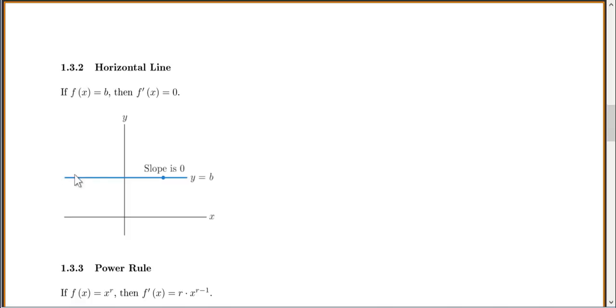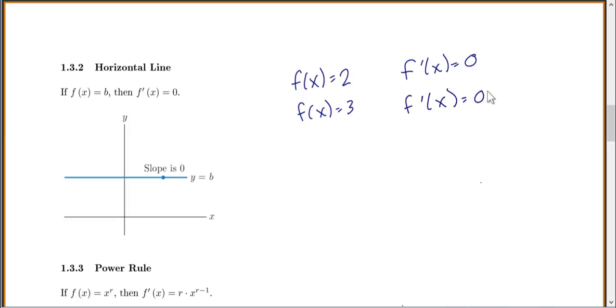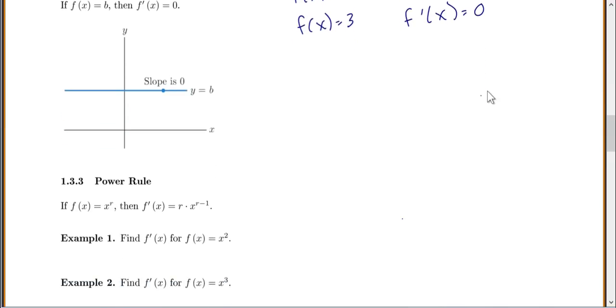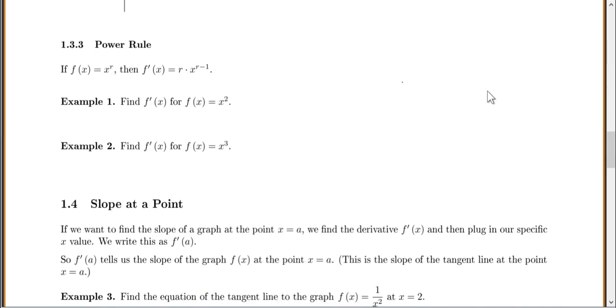If you have a horizontal line, so if you have f of x equals b, like f of x equals 2, or f of x equals 3, then the derivative will always be 0, because for a horizontal line, your slope is 0. So if f of x equals 2, then f prime of x would be 0. If f of x equals 3, then f prime of x would be 0, because our slope is always 0 for a horizontal line.